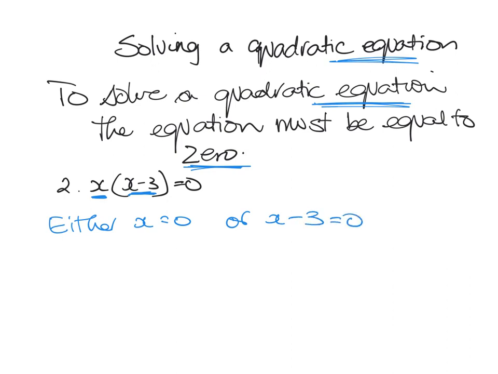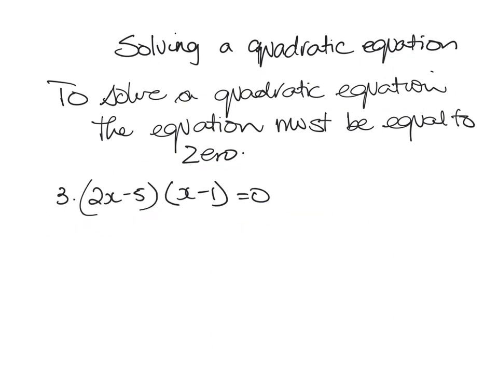X equals 0 is already a solution, so we don't have to do anything with that. In this one, we add 3 to both sides, and we'll get that x is equal to 3. So either x equals 0 will make this equation true, or x equals 3. If I make x equal to 3, this bracket will become 0, and the equation would also be true. This is exactly how we would lay out our answer if we are asked a question like this.